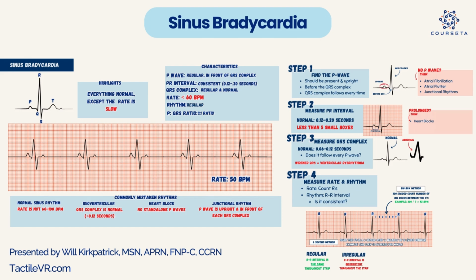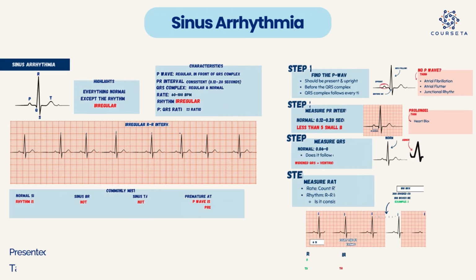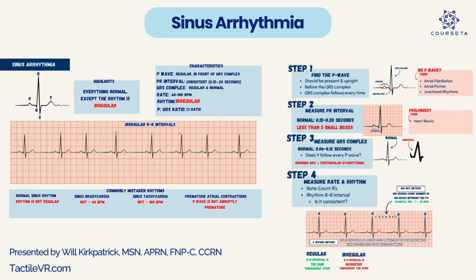So make sure it's not arrhythmia. We measure the R-to-R intervals. It is consistent throughout the entire rhythm. So we know that this is sinus bradycardia. And then our last option with the sinus rhythms is sinus arrhythmia.